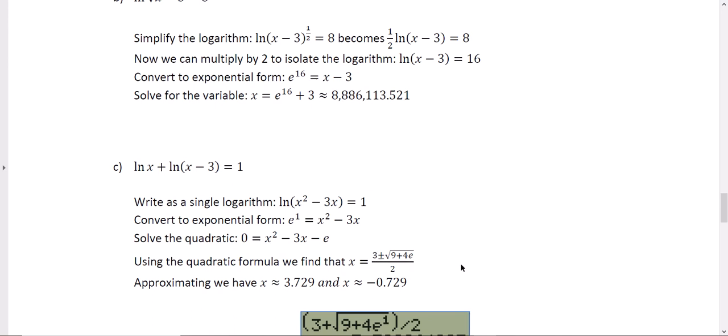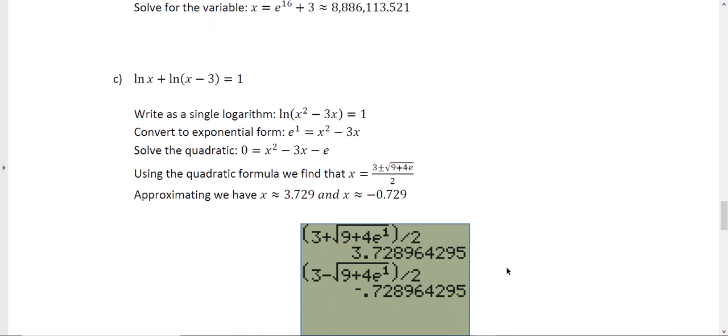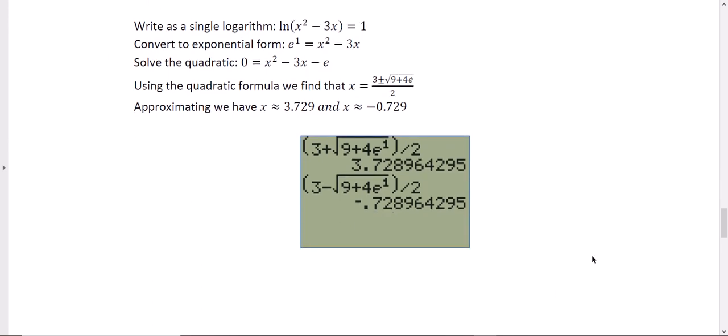Quadratic formula, you know it, you know how to use it, or you know how to look it up, and then you know how to use it. When I find my values, this is exactly how I typed it into my calculator to get my estimates. Approximating, we have x is 3.729, and x is approximately a negative 0.729. And hopefully I did the right thing.